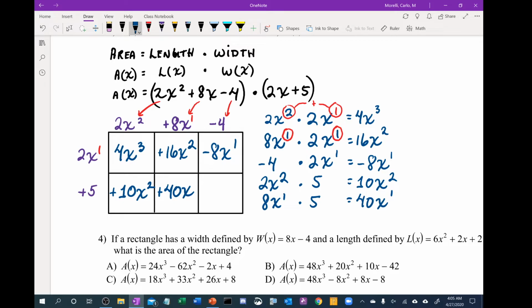Final piece, ladies and gentlemen, couldn't be easier. Negative 4 times 5. Okay, I know some of you just did that in your head, but we're going to write it out. Negative 4 times 5. Well, 4 times 5 is 20, so negative 4 times 5 is negative 20. So that negative 20 sign is very important, goes right there. All right, you're almost done.